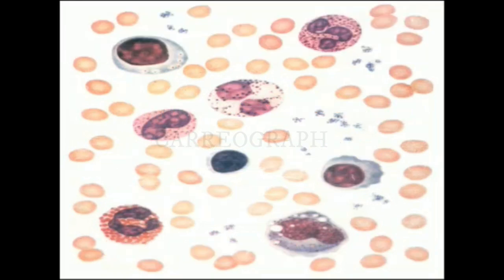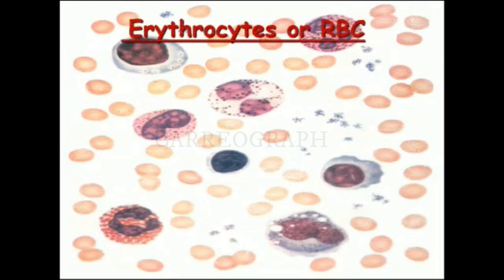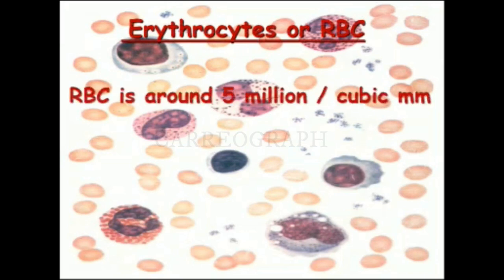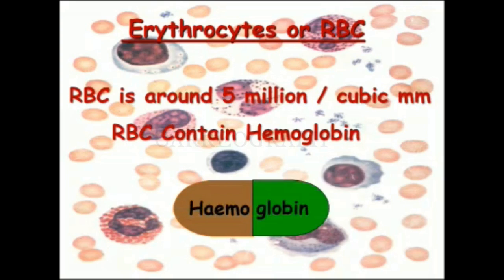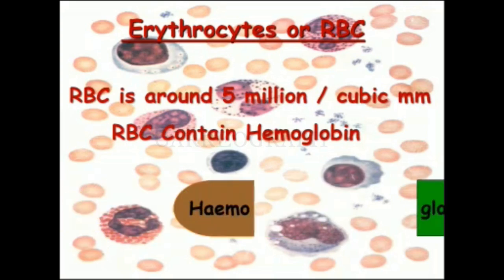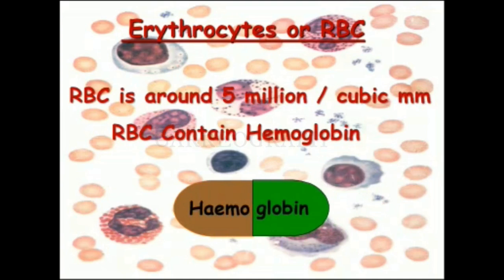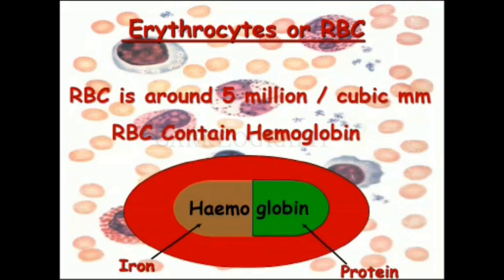These erythrocytes, in this picture you are seeing, are red in color and large in number. These are red blood cells. The number of red blood cells is around 5 million per cubic millimeter, and red blood cells contain hemoglobin. Hemoglobin contains heme as well as globin. When heme and globin come together, they make hemoglobin. Heme is basically iron and globin is basically a protein. When iron and protein come together, it forms hemoglobin.